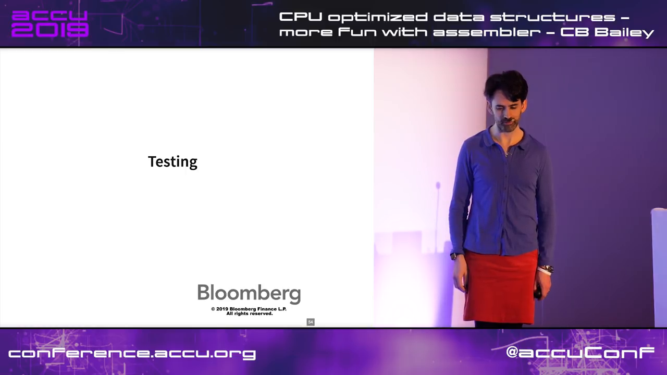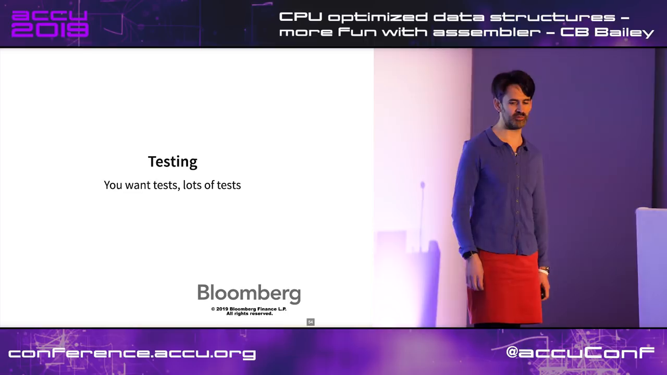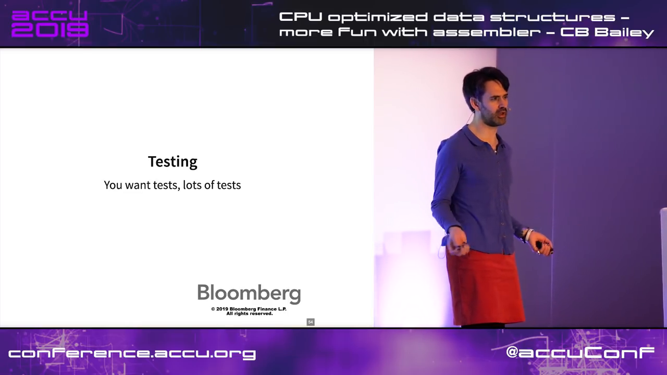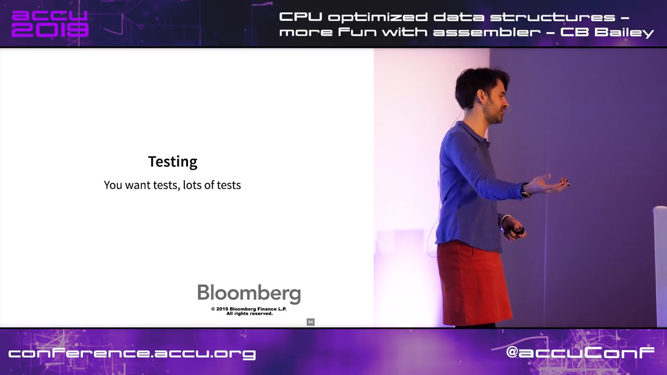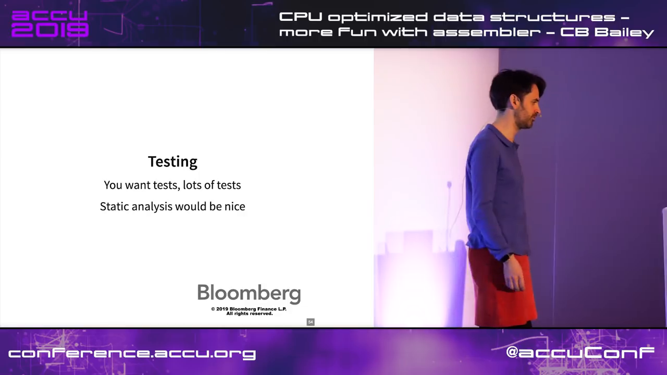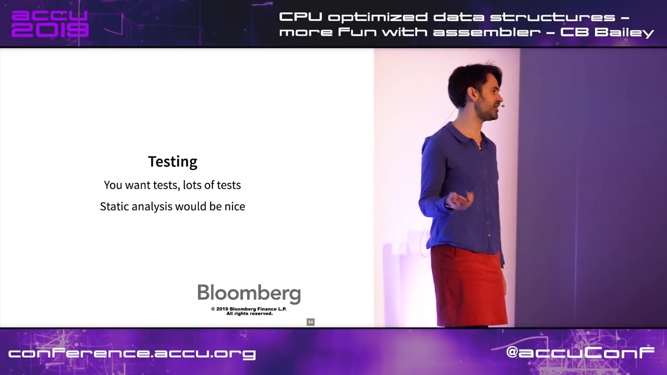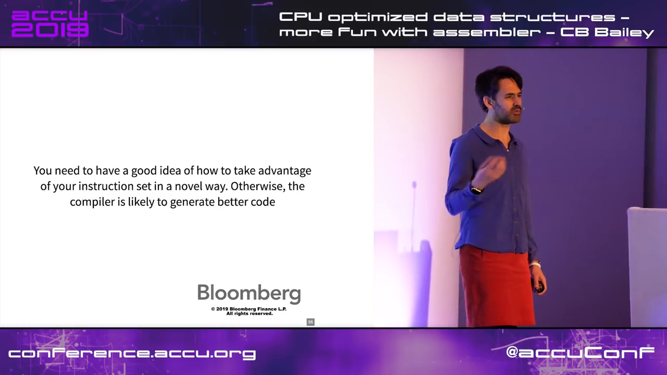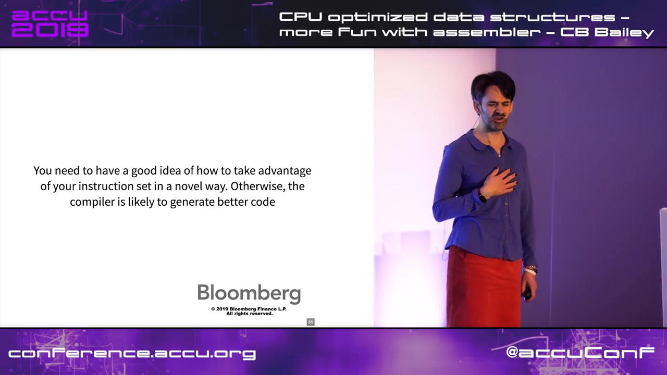So, writing assembly code. Testing. You want tests, lots of tests. You want to call your function from different things, from functions that happen to compile with something that's keeping something important in ESI, as well as functions that aren't keeping anything important in ESI. Static analysis would be nice, something that told me, hey, you're using EDX, and it's not got an explicit value yet. That would be great. I had a quick look on Google for static analysis for handwritten assembler. There are not a lot of tools out there as far as I could see.